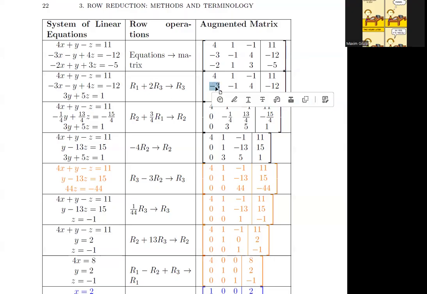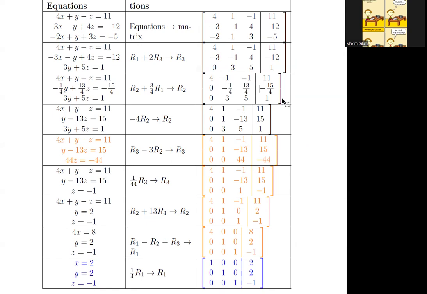Now we can also get rid of the minus 3 by adding 3/4 row 1 to row 2 and putting it in row 2. And then I want to simplify a little bit, so I want to multiply row 2 by minus 4. So everywhere minus 4. Now, if I do row 3 minus 3 row 2 and put it into row 3, this matrix is now in row echelon form.